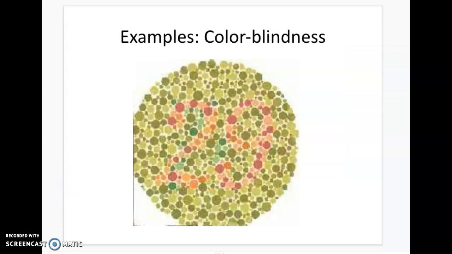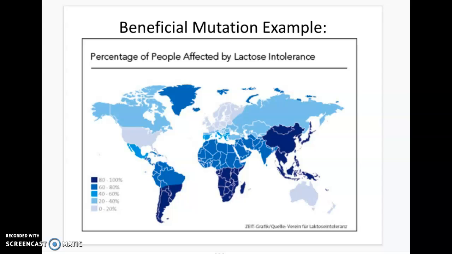Here's another example. A lot of people are colorblind, right? If you can't see this number 29 in the middle here, you are colorblind. And a lot of people are. That is caused by a mutation in our eyes. Another example is people who are lactose intolerant. Actually, being able to digest milk protein is the mutation. So if you are not lactose intolerant, you're the one with the mutation that's actually beneficial for you, because you can eat dairy and cheese and all the delicious dairy things that you like.